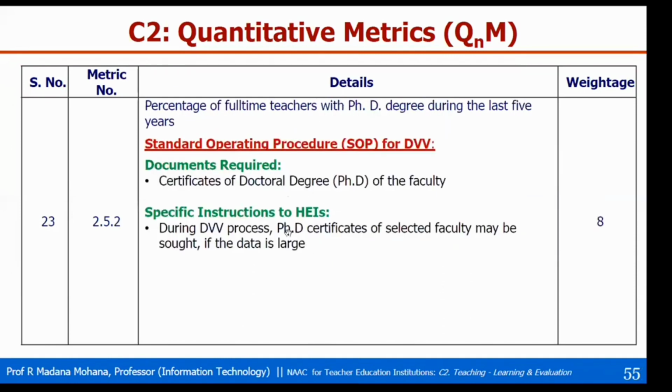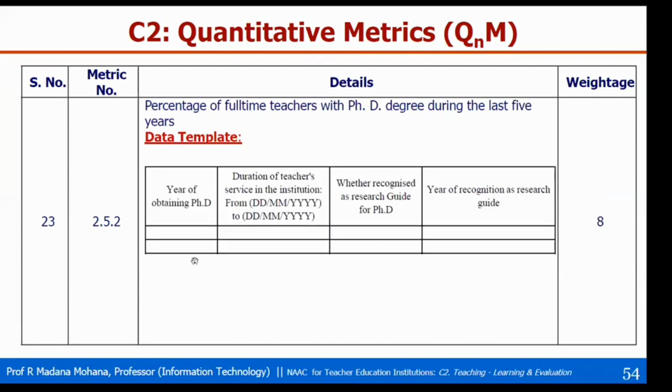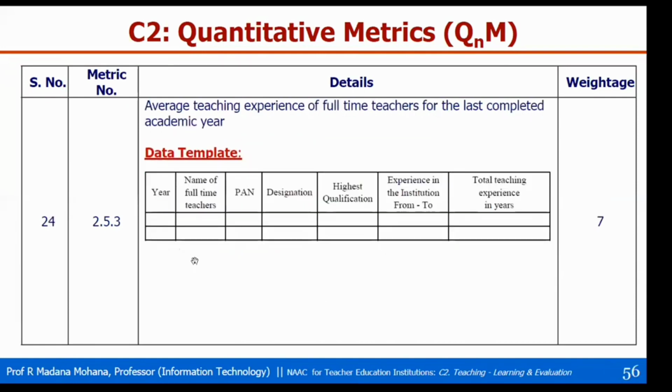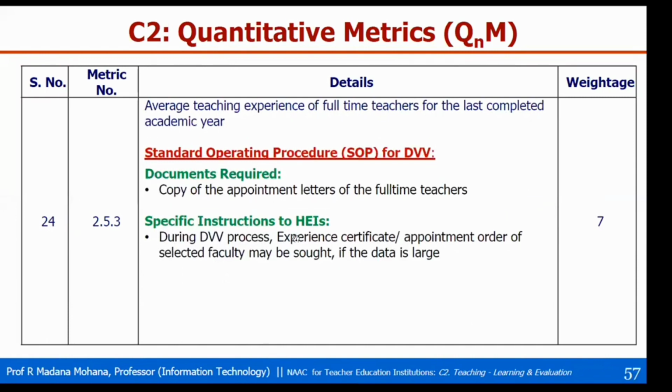Then specific instructions. See here, during DVV, experience certificate, appointment order of the selected faculty may be sought. So previous college experience or a particular faculty's entire working experience in the same institution, then you can give one experience certificate. So also working in this institution from to till date like that. So experience certificate, appointment order. They ask for some selected faculty.